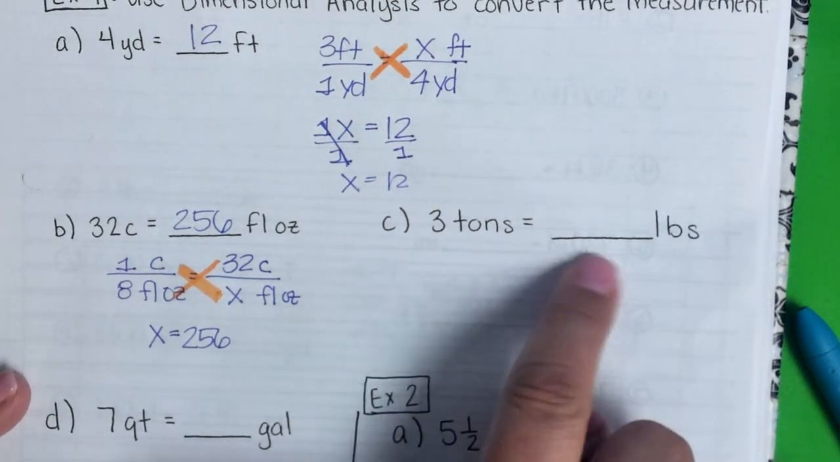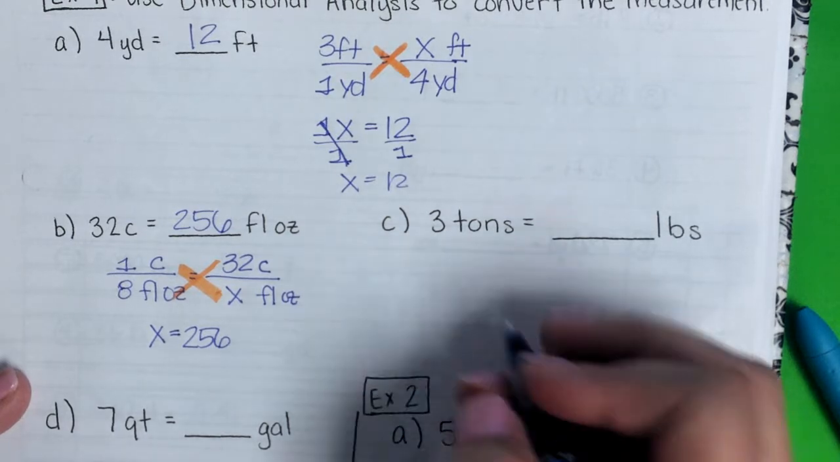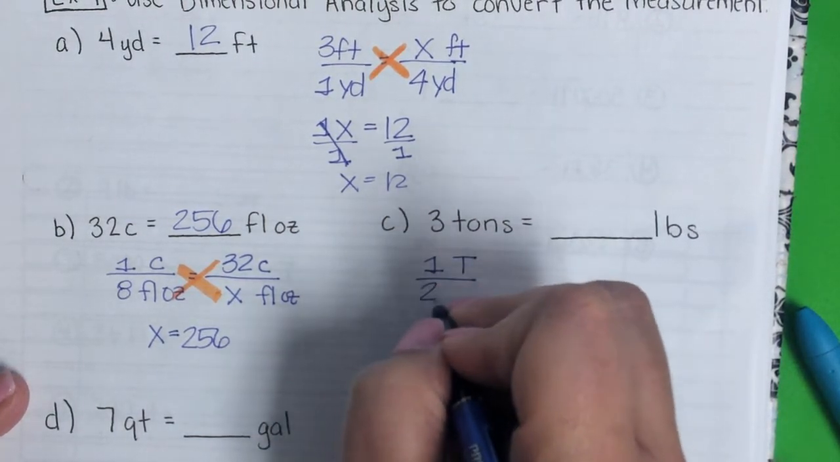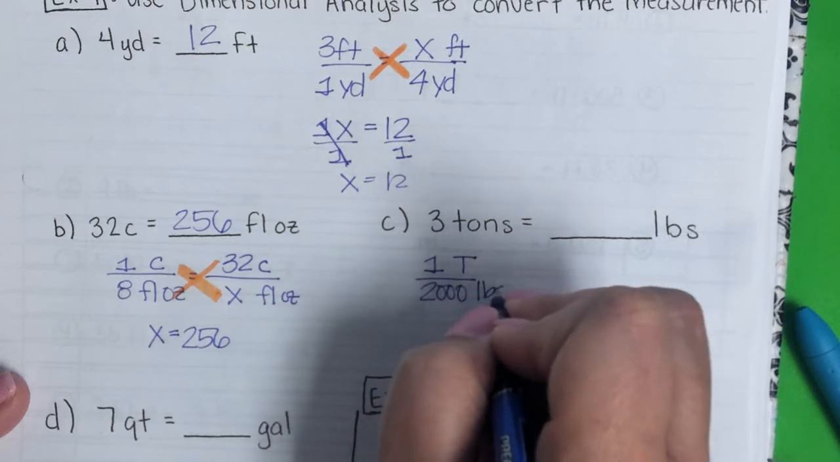All right, so let's look. We got tons and pounds. What's my conversion rate? 2,000. So we have 1 ton is equal to 2,000 pounds.